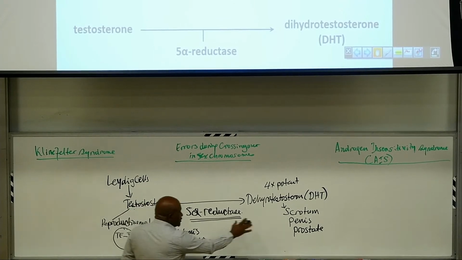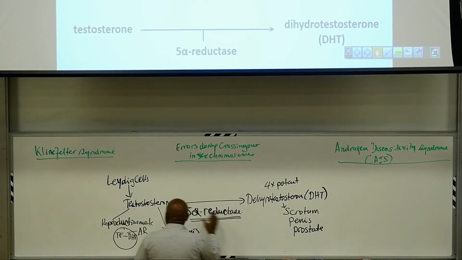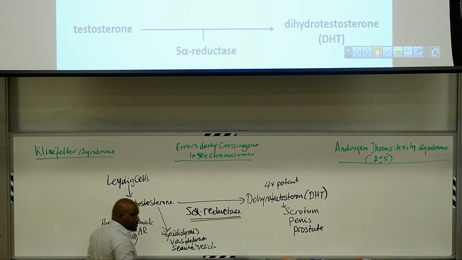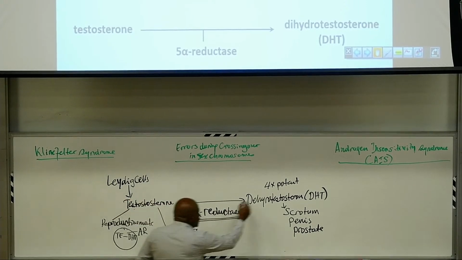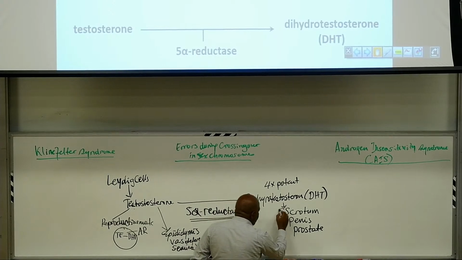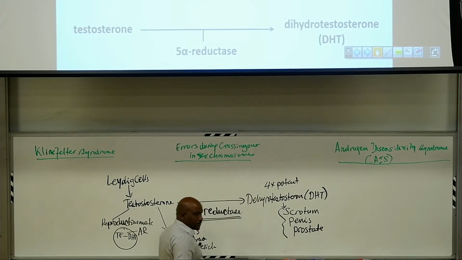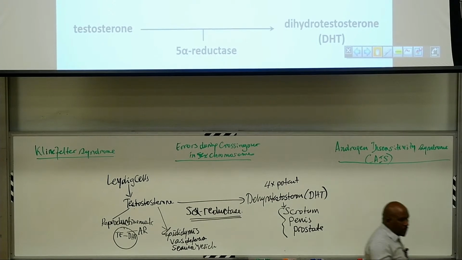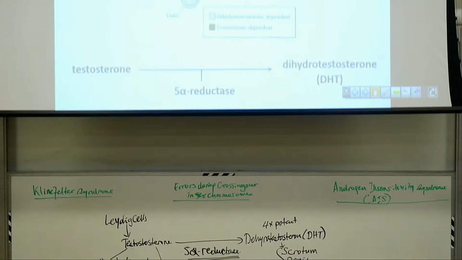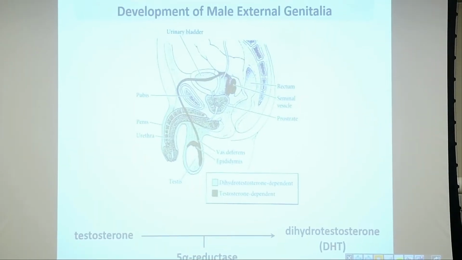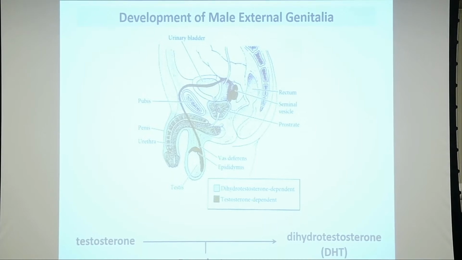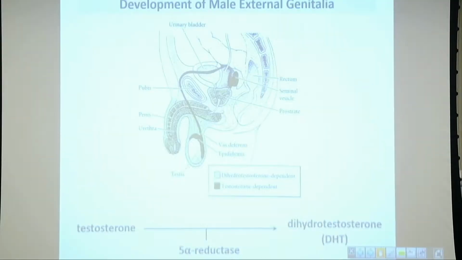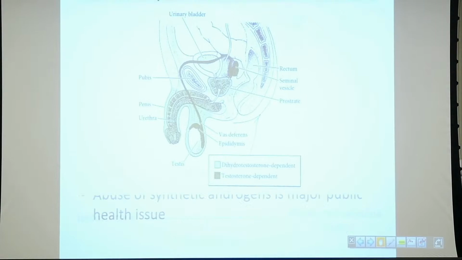However, in the other ones, testosterone will be captured by the cells, but will be changed to dihydrotestosterone so that the development of these organs takes place. That's why this picture shows how the different parts of the male reproductive tract are either dihydrotestosterone dependent or testosterone dependent only. Okay?